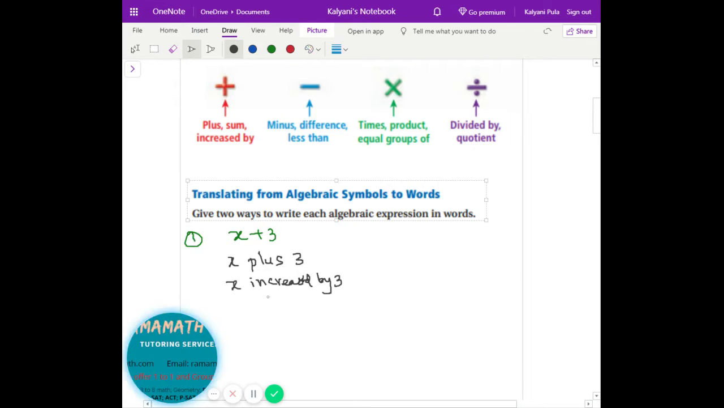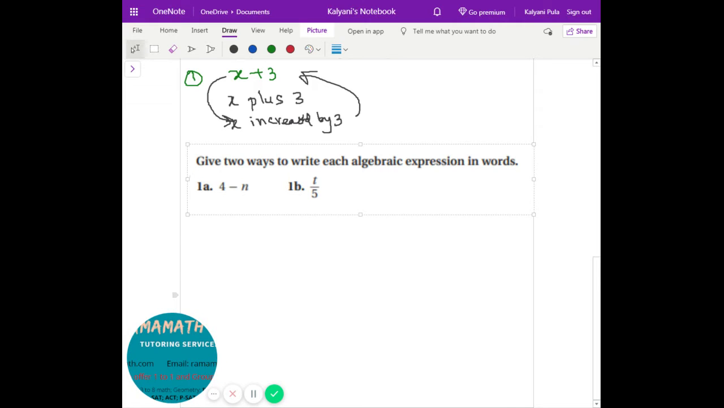Okay, so writing expressions is really important, especially when you see word problems. You need to understand if they give you it like this, you should be able to write it backwards also, like this too. And if they give you it this way, you should know how to write the word problem, so that way you can make more sense out of this. You have 2 ways to write each algebraic expression in words. Okay, go ahead and try this. 4 minus n, and n subtract 4, 4 take away n. Also we can write it. That's good.